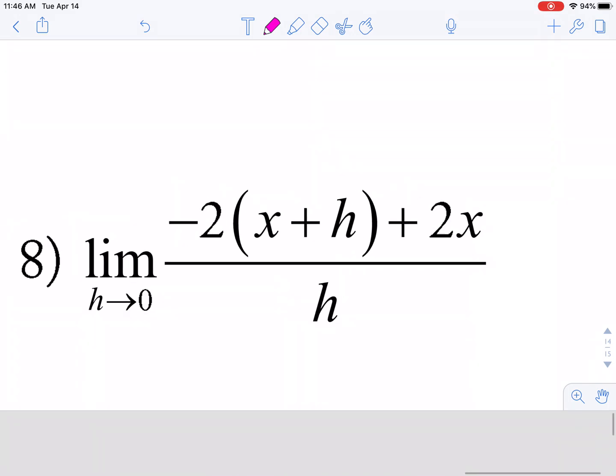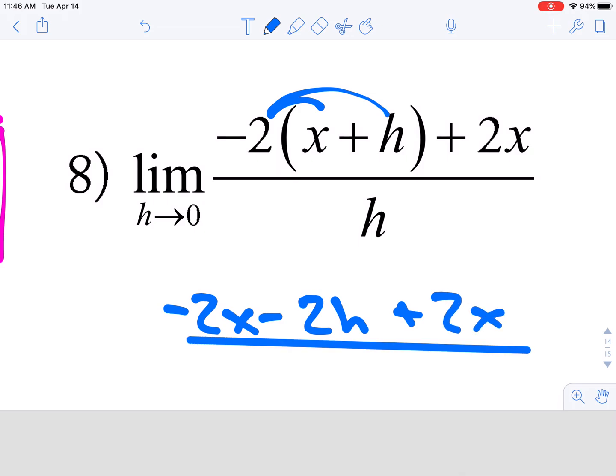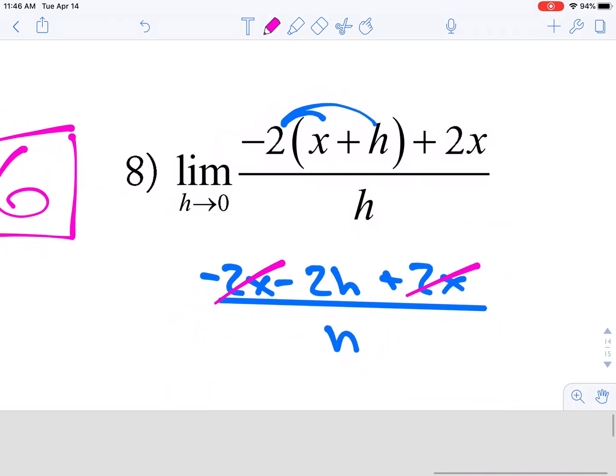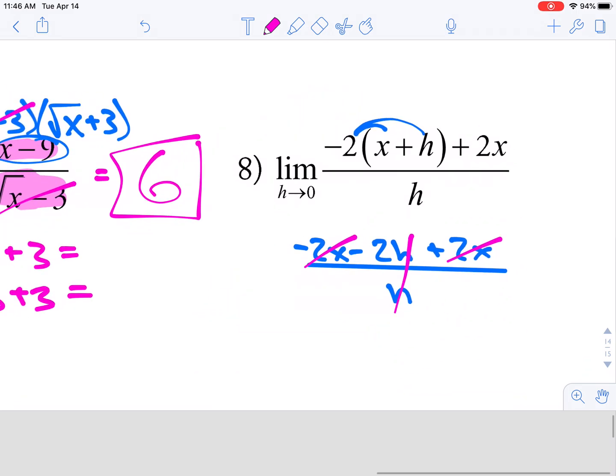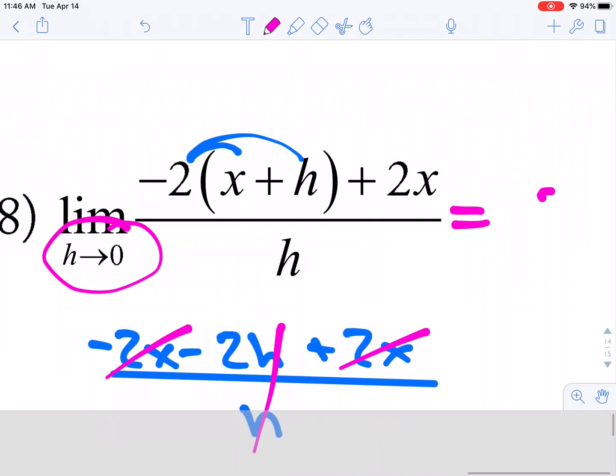Again, here you see something like this. Here you've seen this before. Just distribute. You get -2x minus 2h plus 2x all over h. Notice the 2x and 2x cancel. And then the h's actually cancel, so you're left here with just -2. So it doesn't matter what it says h goes to here, or whatever value we're saying we'll go to. This only can go to -2.